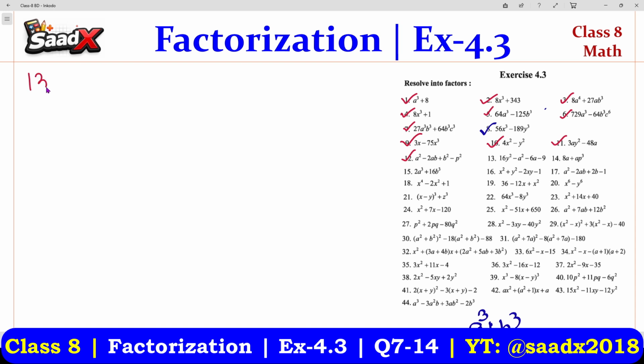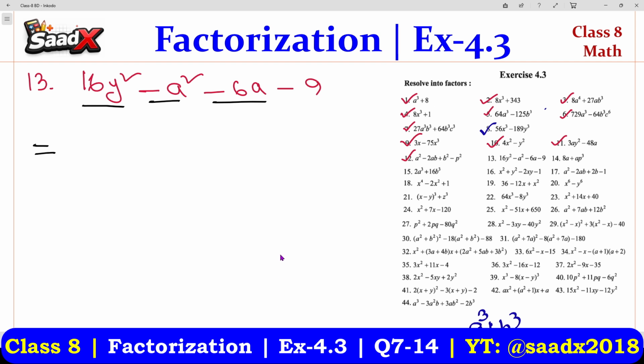Question 13. 16y square minus a square minus 6a minus 9. So this one, what can we do? Look, here is 16y square minus a square minus 6a. We can do something in here. How?